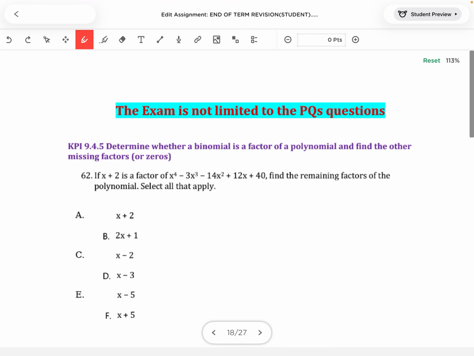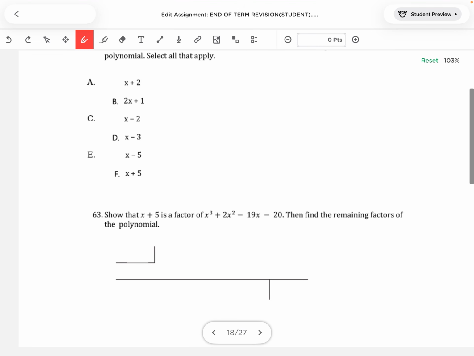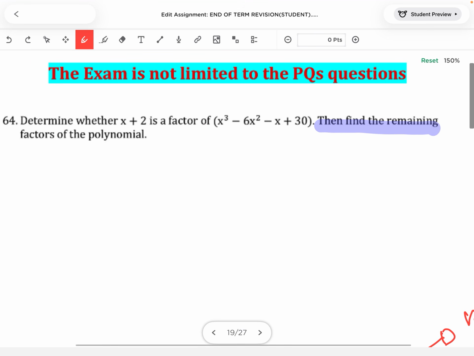If x plus 2 is a factor, find the remaining factors. If x plus 5, show x plus 5 is a factor, then find the remaining factor. All have the same idea. I will solve this. Why do I need to solve this? 64 asks us to determine whether x plus 2 is a factor, then we have to find the remaining factors. 65 asks the same thing. Is it a factor? Then find the roots. So what is the difference between the two? The difference here is that I need to find the value of x. In 64 I need to factor only. Right, what should we do? You will see when I'm solving.